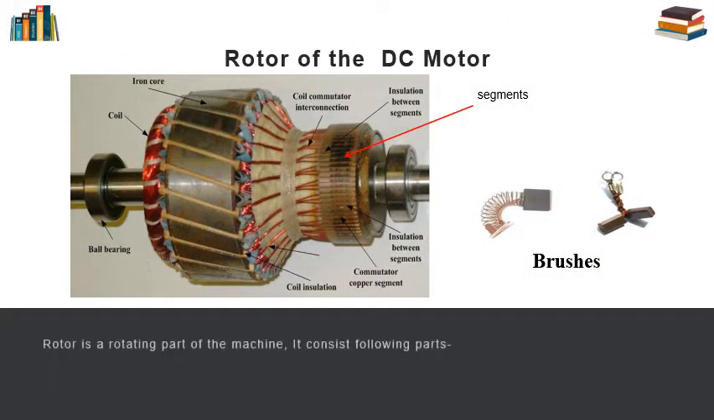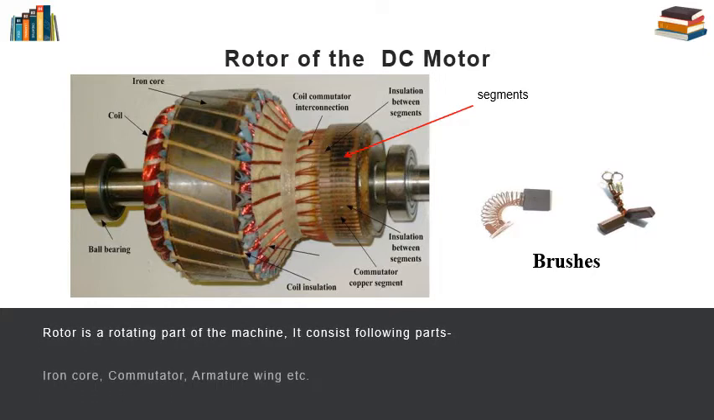And this is the rotor of the DC motor. So rotor is a rotating part of the machine. It consists of the following parts: soft iron core, commutator, armature winding, shaft, etc.